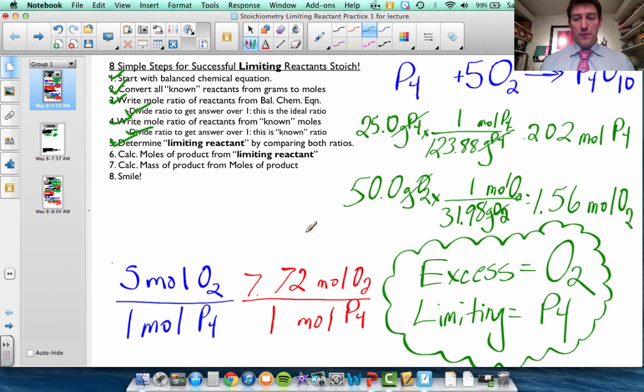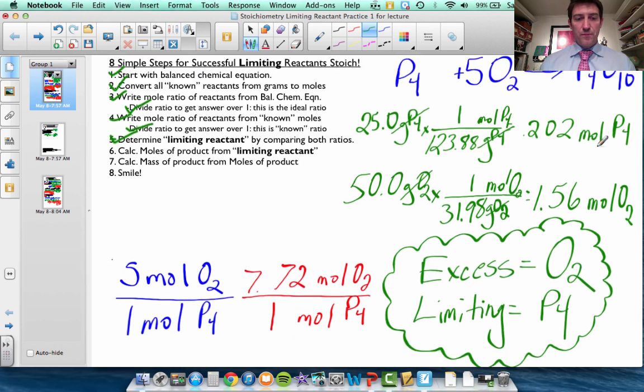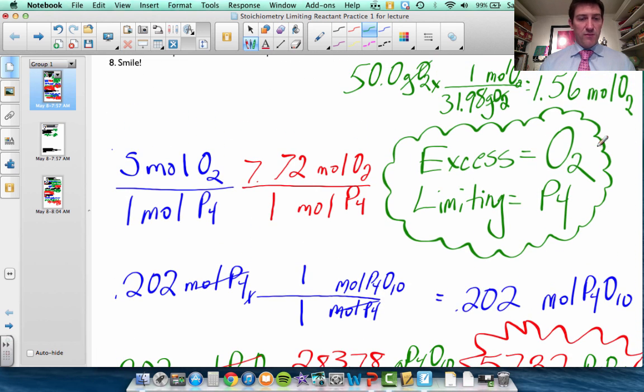I come back down here, my limiting reactant was P4. Now, bear with me. I bought 25 grams of phosphorus at the store, but I always do everything in moles in stoichiometry. And I've already turned this into moles right here. I did the work for myself. So I need to start with 0.202 moles of P4 and turn that into moles of product. If you come down here, that's what I've done.